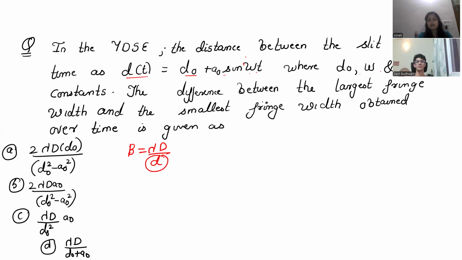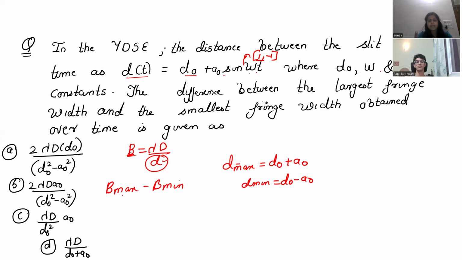The maximum value of sin ωt is 1 and the minimum is -1. So the maximum is when sin ωt is 1. So d maximum will be d₀ + a₀ and d minimum will be d₀ - a₀. Now, fringe width and d are inversely proportional to each other. So when we talk about β max minus β min, β max means we have to take d minimum.